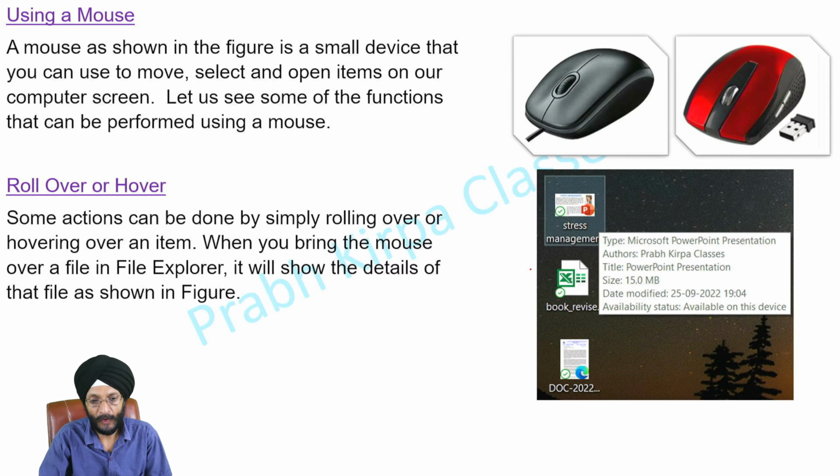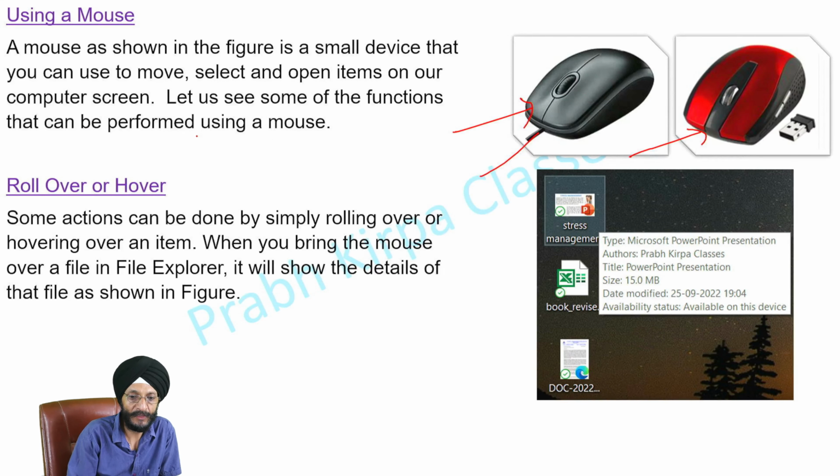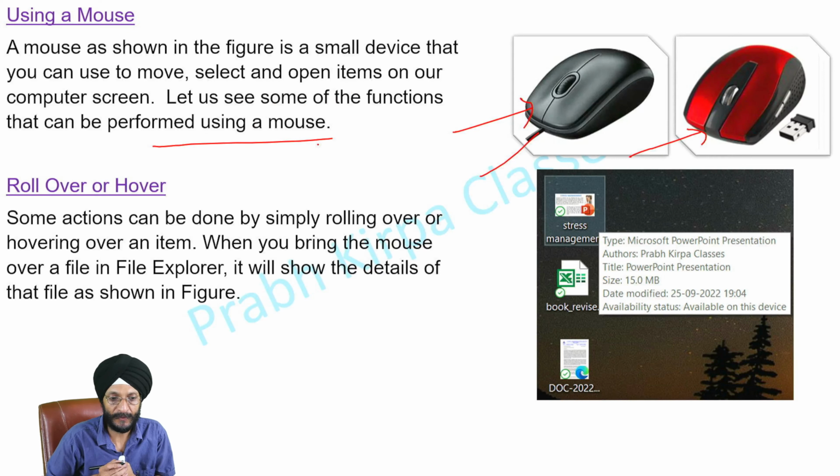Now all of us know, what is this? This is a mouse. This one has a wire, and this is the mouse which does not have a wire. That is, it is a wireless mouse. This one is with a wire. Now let us see some of the functions which are performed by a mouse.